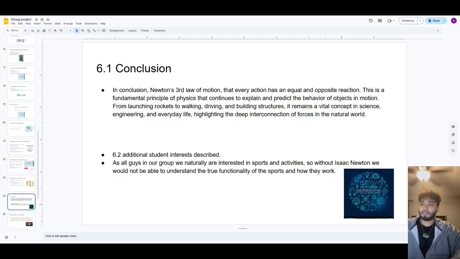Additional students' interests described. As all guys in our group, we naturally are interested in sports and activities. So without Isaac Newton, we would not be able to understand the true functionality of the sports and how they work.